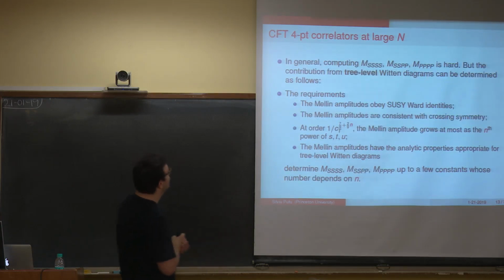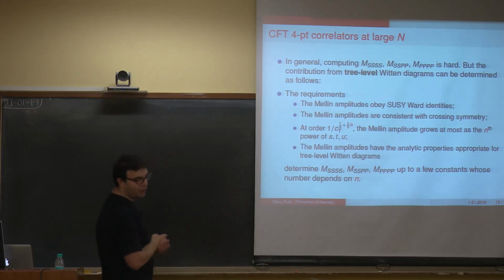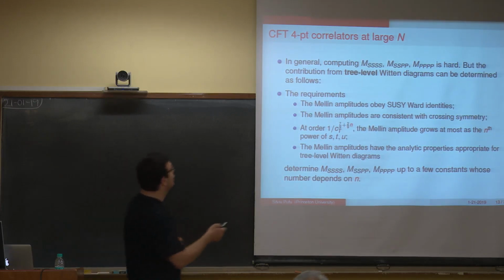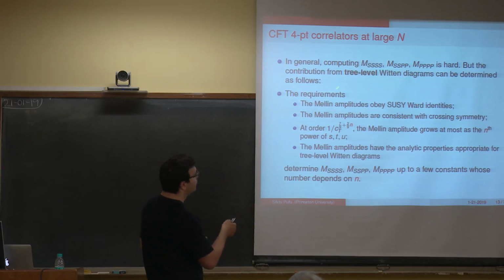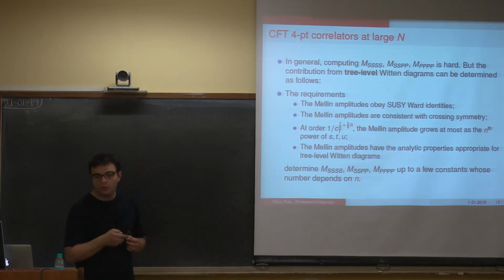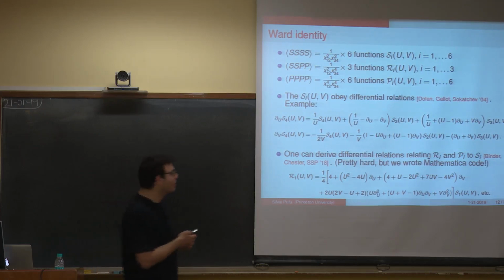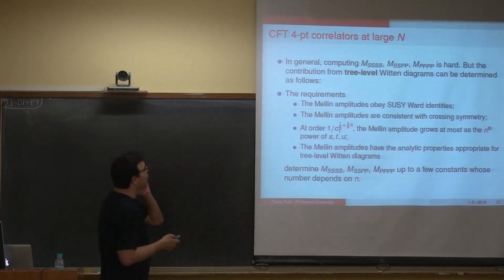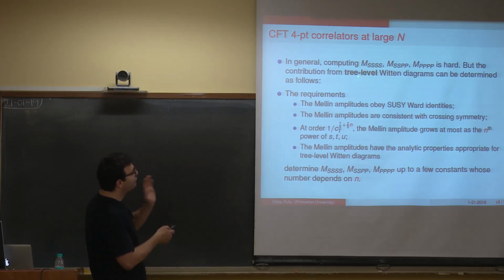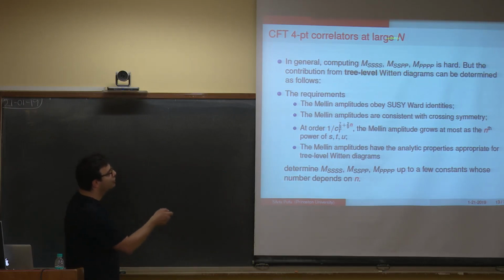In general, computing these Mellin amplitudes is hard. But what makes this possible is that the Ward identities are for superconformal invariants. Conformal invariants would all just obey the same thing. Conformal invariance just says they're functions of U and V. So the point is that there is a set of requirements that can be used to determine the contributions to the Mellin amplitudes from tree-level Witten diagrams up to only a few constants.